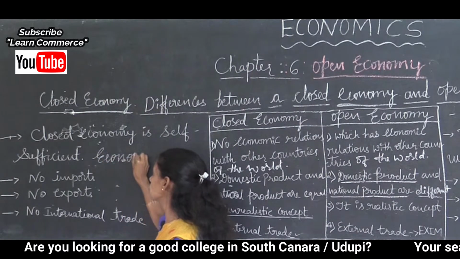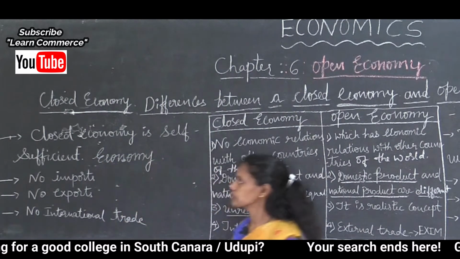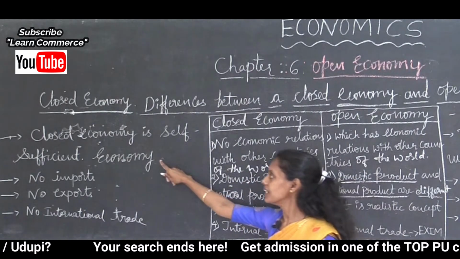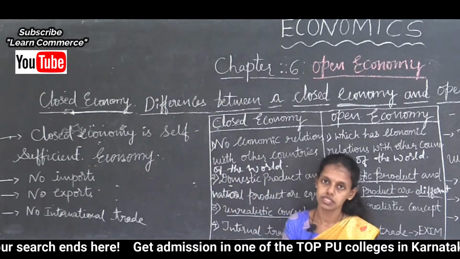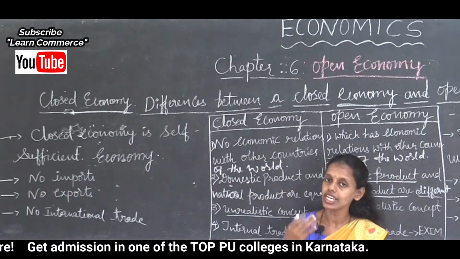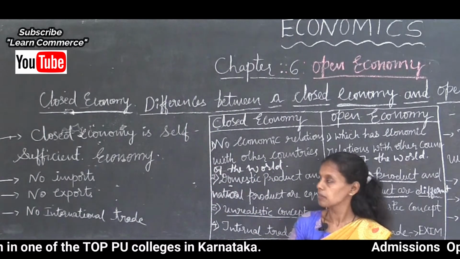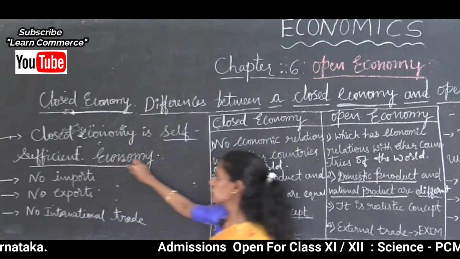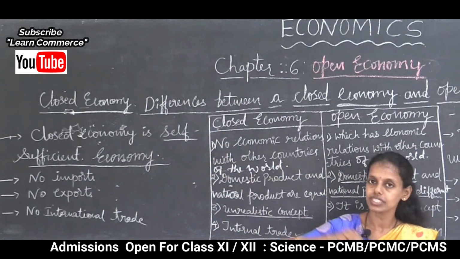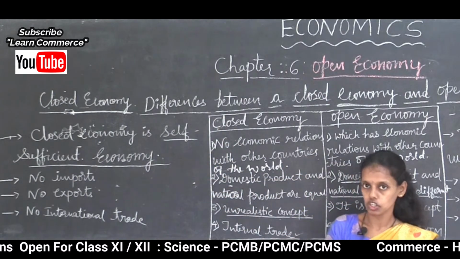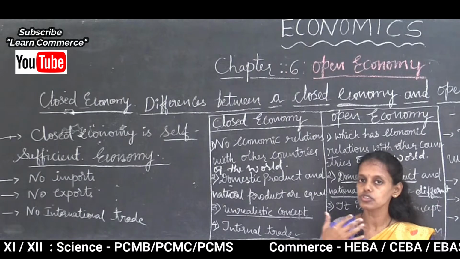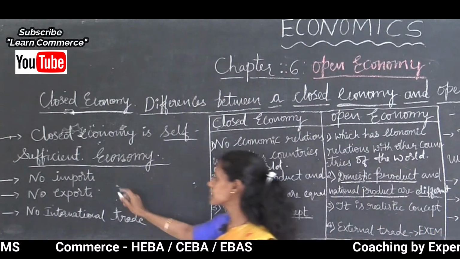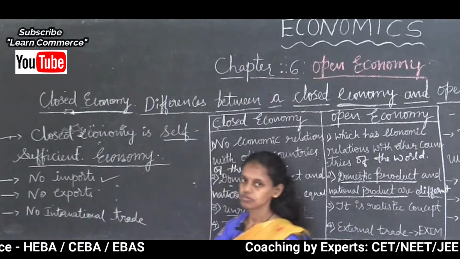Self-sufficient economy. A closed economy is nothing but an independent economy. It never depends on others for trade purposes. It is a free economy. It can produce the goods itself and use the goods itself. Thus, there are no imports.